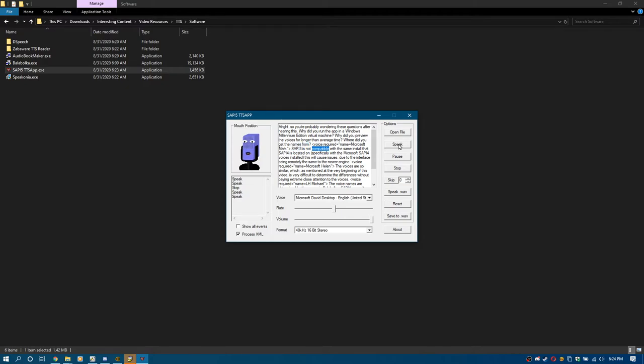SAPI 3 is not compatible with the same install that SAPI 4 is located on, specifically with the Microsoft SAPI 4 voices installed. This will cause issues, due to the interface being remotely the same to the newer engine. The voices are so similar, which, as mentioned at the very beginning of this video, is very difficult to determine the differences without paying extreme close attention to the voices.